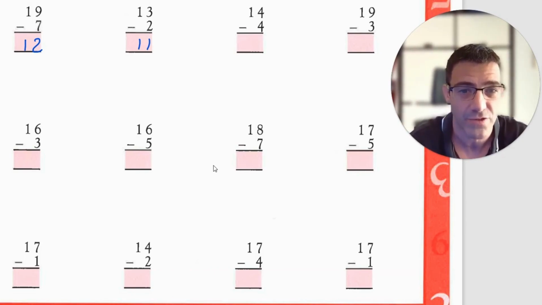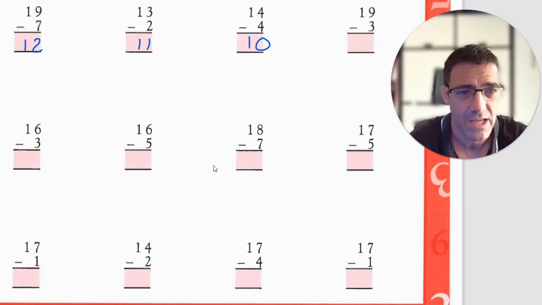14 minus 4, I line up the ones with the ones, I line up the tens with the tens. What is 4 minus 4? Well, if I have 4 sweets and I take away 4, I'm left with 0 sweets. So that's that one. And if I have 1 sweet and I take away 0, I still have 1 sweet. Nobody took my sweet away. So that's 10. So 14 minus 4 is 10. And the more you get used to doing this, the more you'll be like, oh, actually, this is not too bad.